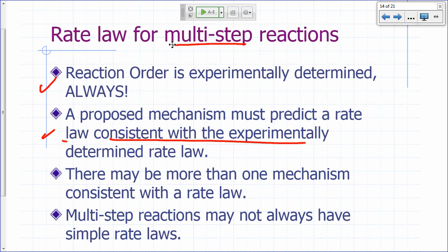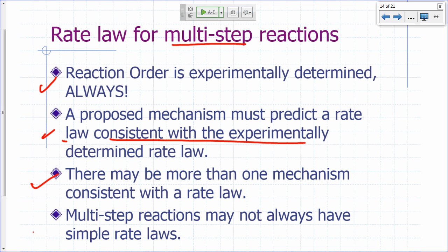One thing you realize when you start proposing mechanisms is that there could be more than one mechanism that would be consistent with the rate law. And that is why you cannot use a rate law to prove a mechanism. You can just say, this mechanism I'm proposing is consistent with that rate law. Somebody else might come up with a different mechanism and say, my mechanism is consistent with that rate law. So the question is which is which. There would be other experiments you'll have to do to determine which mechanism is more plausible.